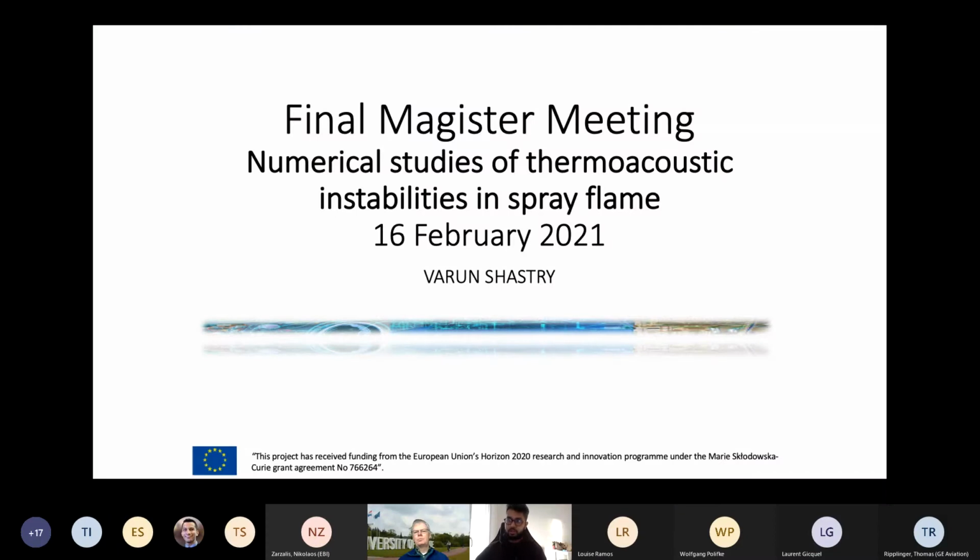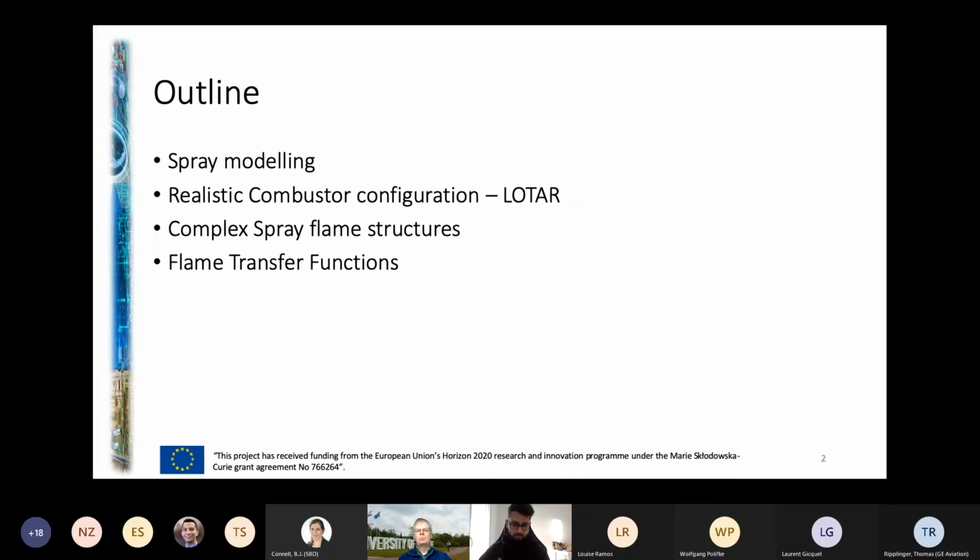I'm Varun. I'm a PhD student at Surfax, and today I will be presenting the work on numerical study of thermoacoustic instabilities in spray flames. So, under the broad Magister umbrella, what was done at Surfax was mainly to improve spray flame modeling techniques, and that was applied on a realistic combustor configuration, which is the LOTAR, which I'll come to later.